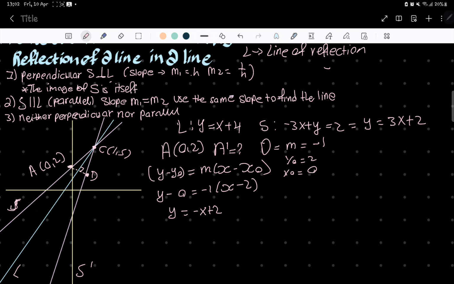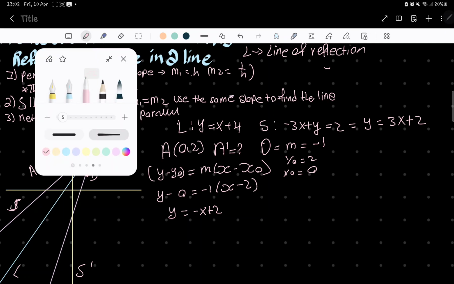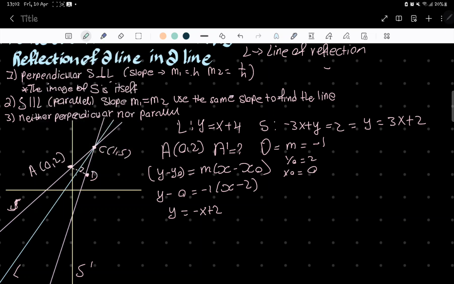Once we find the equation of this line, we need to set it up so that we can find the point of intersection right here. Let me label that real quick. This is the point that we need to find, the point where the line of reflection intersects line D. To find that point, we need to set up a system of linear equations.